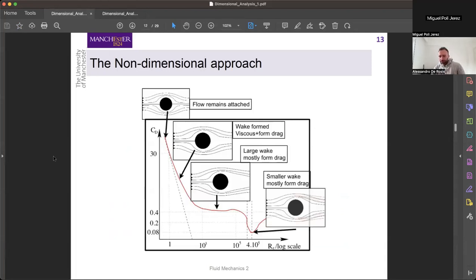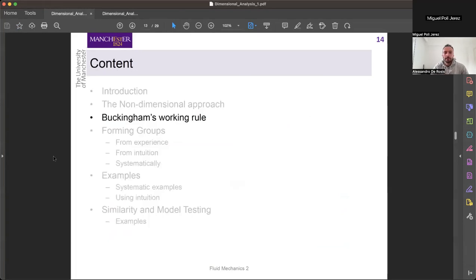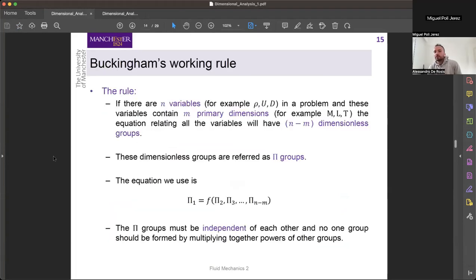Here we have an example of a non-dimensional approach and when it is useful. For example, if you want to relate the drag coefficient to the Reynolds number, which are both dimensionless quantities. The key point when doing dimensional analysis is to use the Buckingham Pi rule. The Buckingham Pi rule tells you that if you have a certain problem with n variables and it contains m primary dimensions, the problem is governed by n minus m dimensionless groups. These groups are called pi groups.